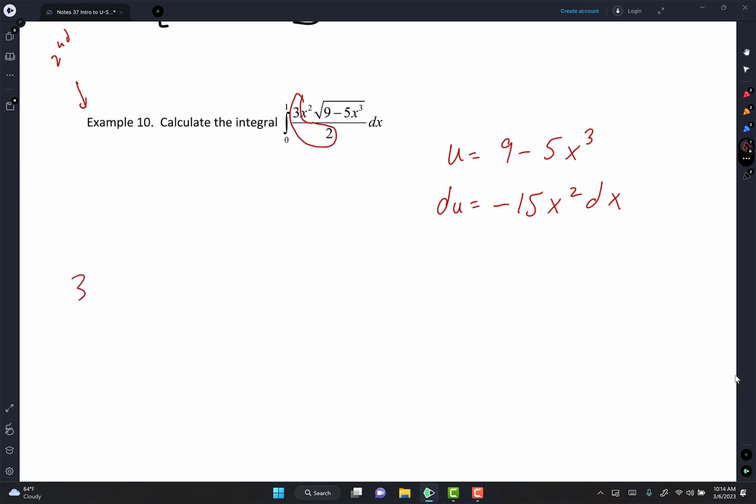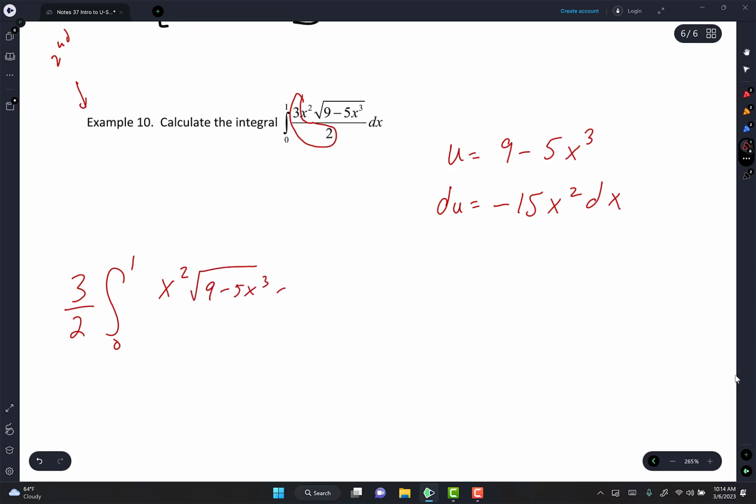All right, so I have 3/2. Look, notice that I'm still writing it in terms of x. So in a little bit, I'll go ahead and rewrite it. X squared, square root of 9 minus 5x cubed dx. What am I going to insert to balance? -15, and on the outside, I'll put a -1 over 15. I guess it would have been better, -5 and -1/5, but no big deal. We already did it. Cool or not cool? All right, so here's what I have. I have a -3 goes into 15 5 times, right? 3, 6, 9, 12, 15.